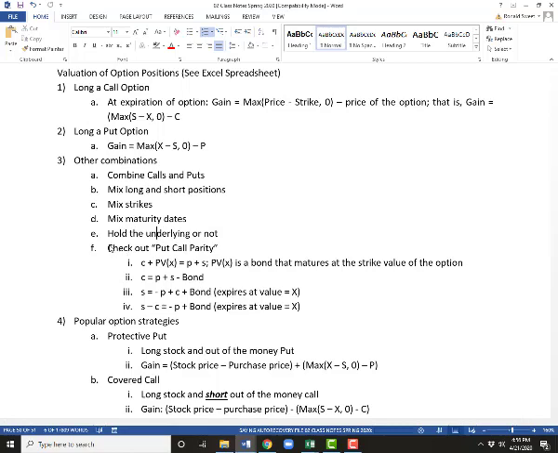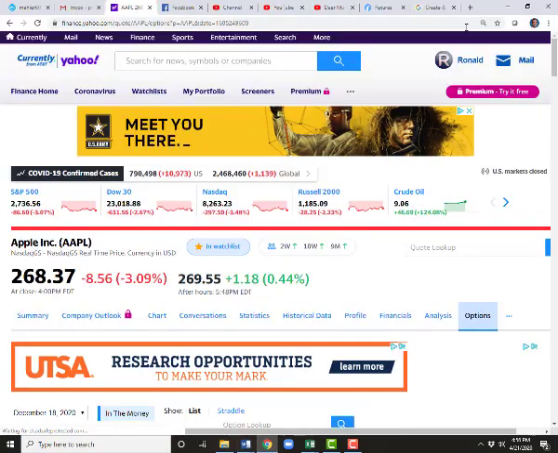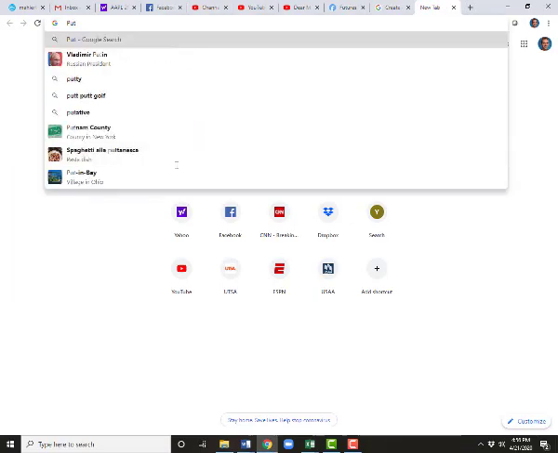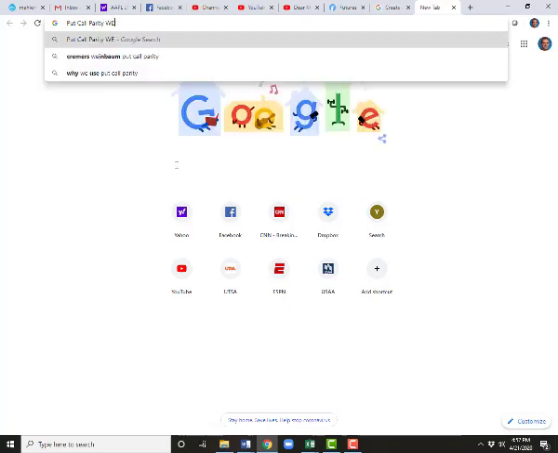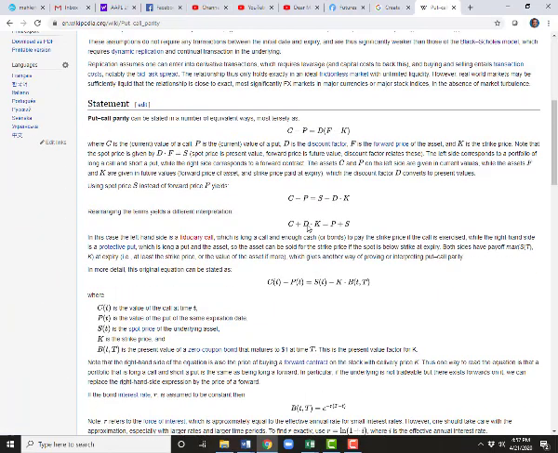So what I want to introduce to you right now, and we'll come back to this, is I'm actually going to try to test this in a future class if I can find an option. It's kind of tough to do because I need an at-the-money option. That's hard to find sometimes. But this concept of put-call parity. You might even put this video on pause, and just type in put-call parity and go on to Wikipedia. Wikipedia does a good job with this. Put-call parity is one of my favorite theories in finance. It's pretty amazing.